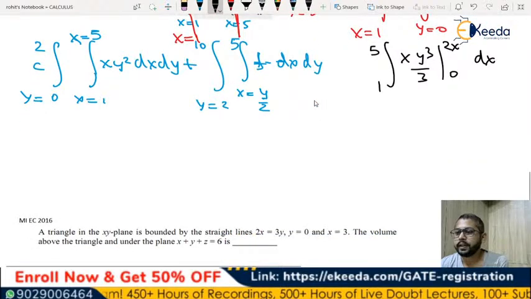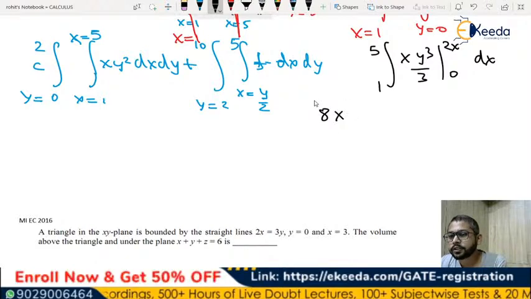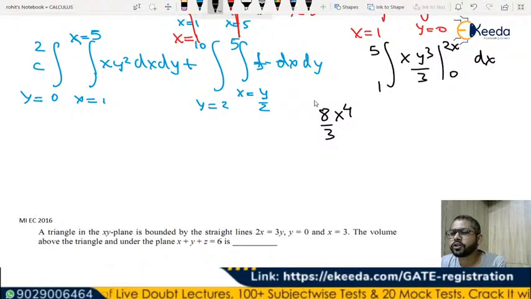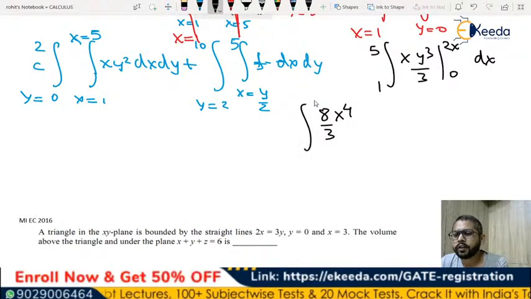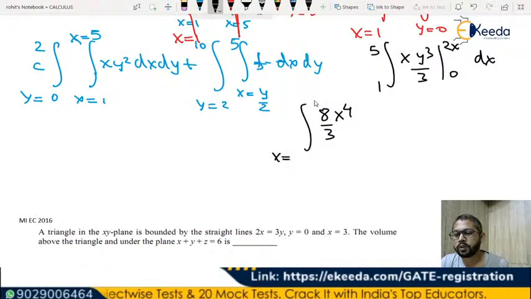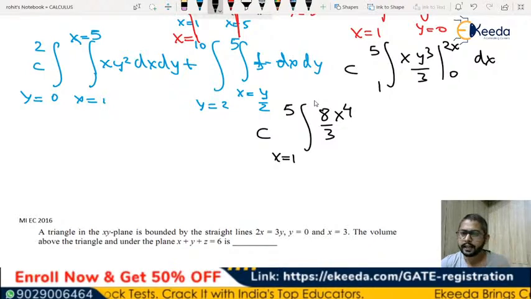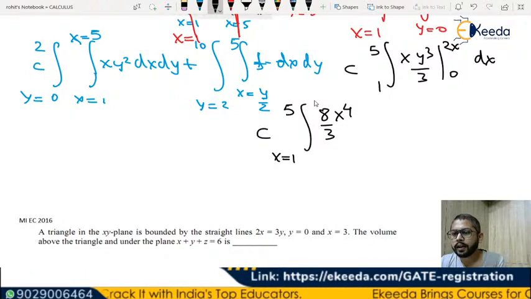So this is going to be, if you put 2x, 8x to the power of 4 by 3 for 2x, and for 0 it will be 0, simple. And you have to integrate in terms of x, with limits x equal to 1 to 5. C is outside always, right? I am not writing it, even then you should consider that c, dx.